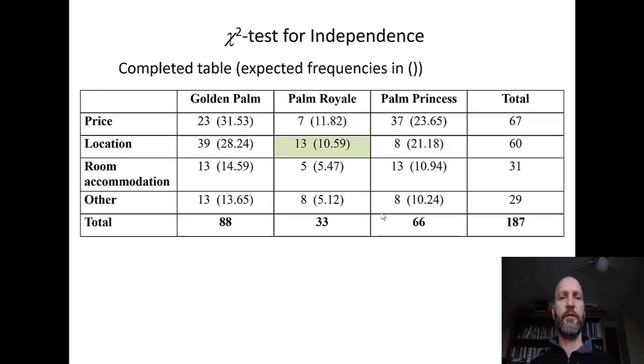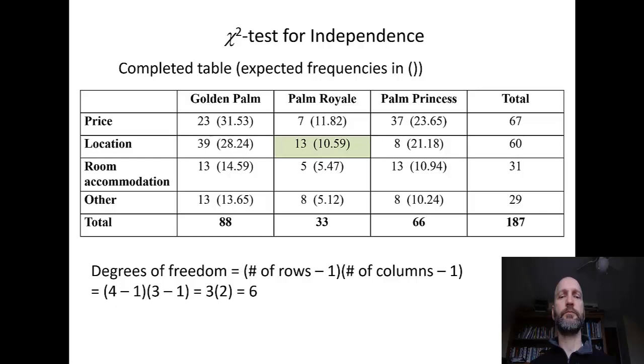So we fill in the rest of the cells in this table, and we have in parentheses the expected values. And now we need the degrees of freedom. And for chi-square tests for independence, the degrees of freedom are going to be the number of rows minus 1 times the number of columns minus 1. So in this case, we have 4 rows, so 4 minus 1 is 3. And we have 3 columns, so 3 minus 1 is 2. Multiply those together, and we get 6 degrees of freedom, which, similarly to what we did with the proportions test, says we can fill in any 6 of the cells in the table, and that determines what the rest of the cells are going to be.